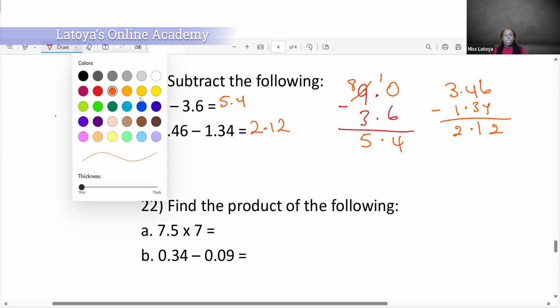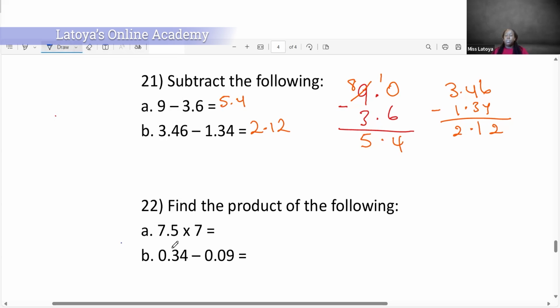Find the product of the following. When we are multiplying decimals, one of the easiest things we can do, this is a simple number. So yes, you can write 7.5 times 7 and make sure you have your point lined up here. And that's fine. Another technique that you can use is to check the decimal places, multiply the number without the point, and then put back the point after your answer.